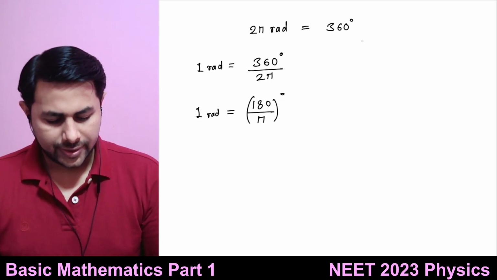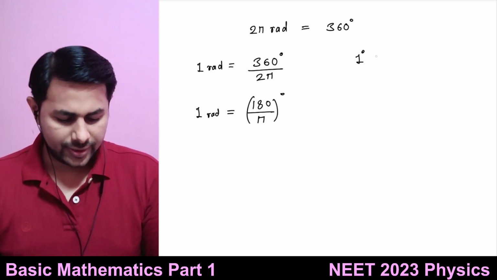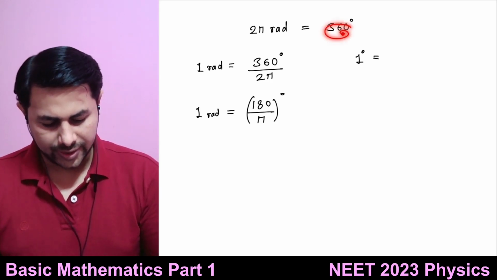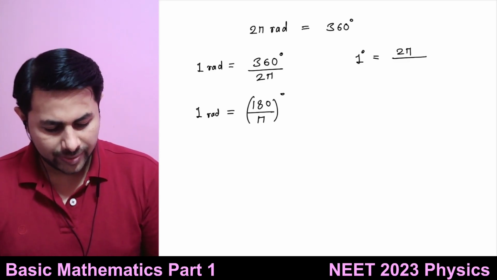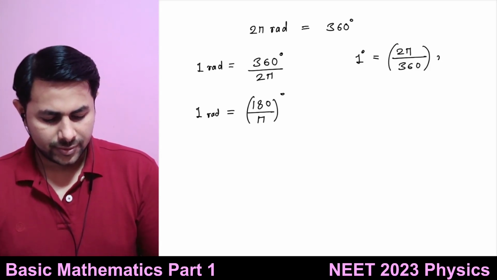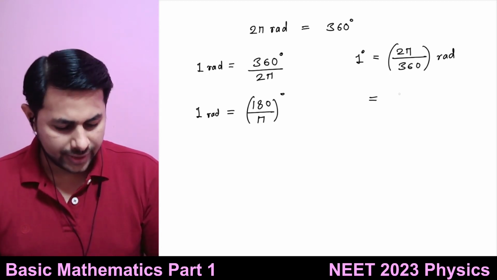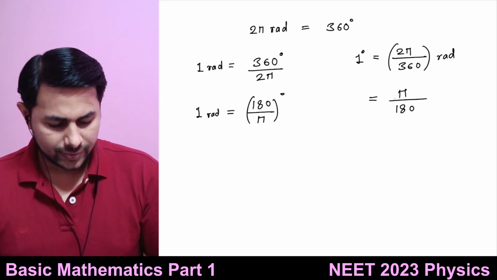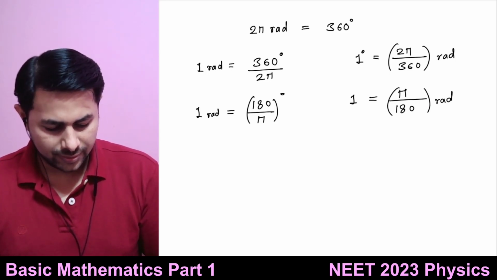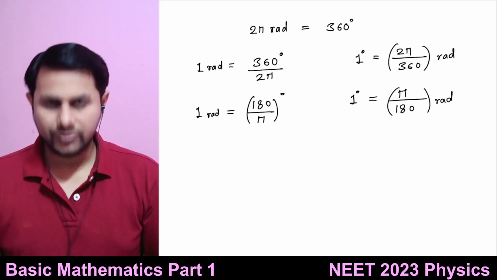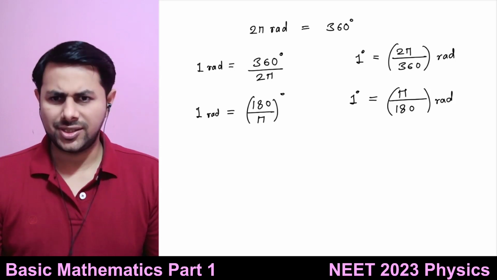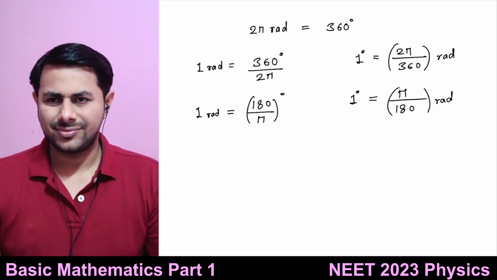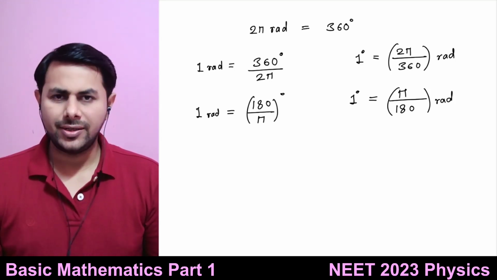And if I want 1 degree, I will take this 360 to the other side, so it goes into the denominator. So it is 2 pi divided by 360 radians, or I can write it as pi by 180 radians. Now we have found it, but we have to memorize it. So this is clear? Good. This is how we find an angle.